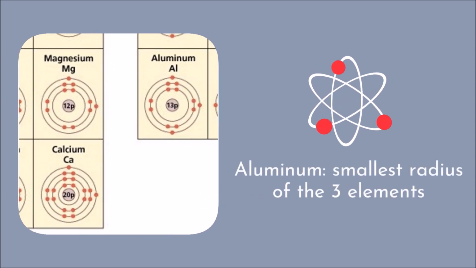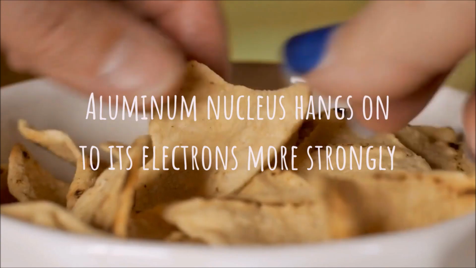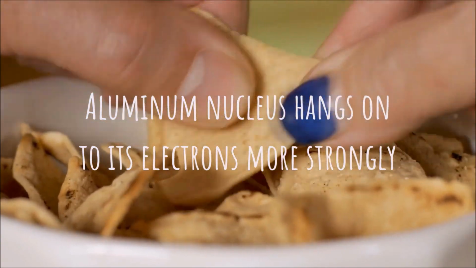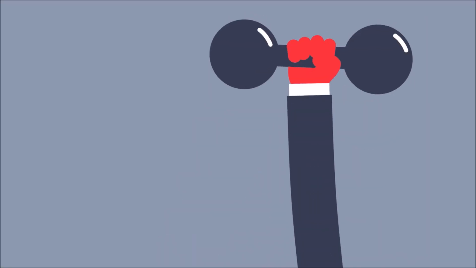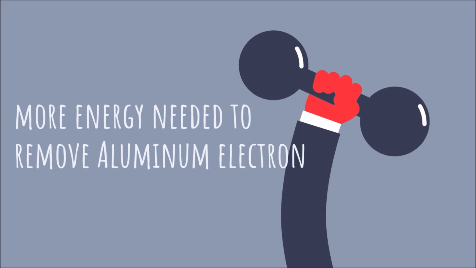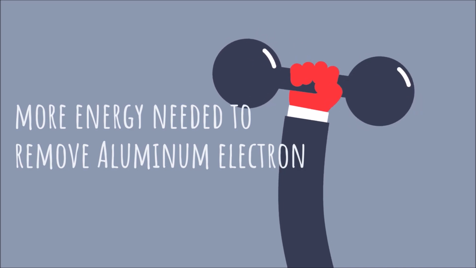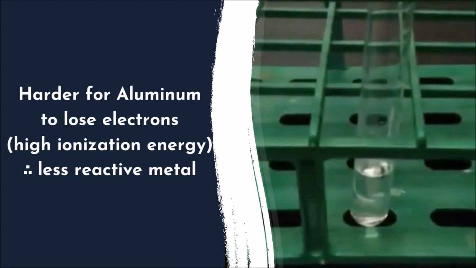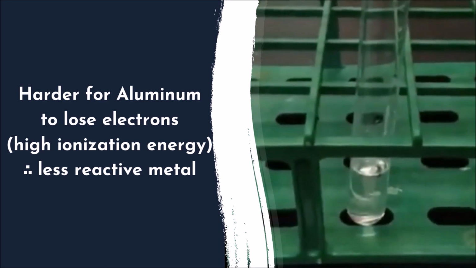Aluminum, on the other hand, has the smallest radius of the three elements. Since the aluminum nucleus is hanging onto its electrons more strongly, more energy is needed to remove an electron from aluminum. Since it is harder for aluminum to lose electrons, it is the least reactive of the three metals.